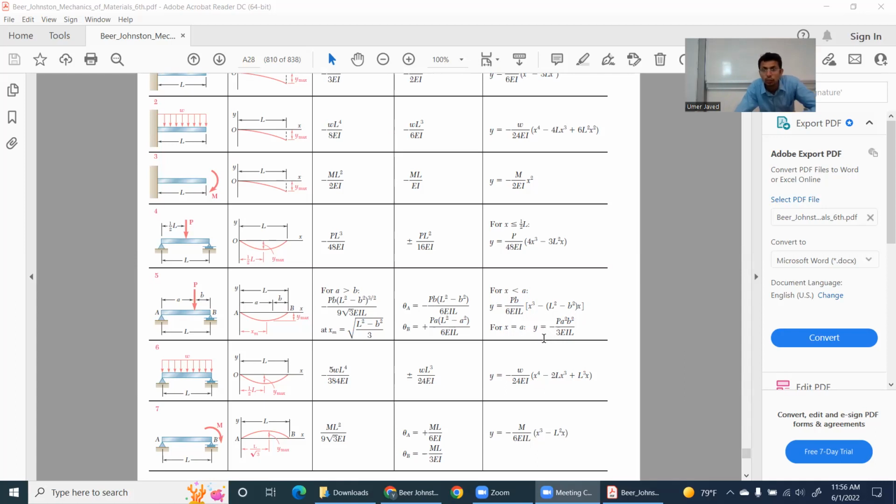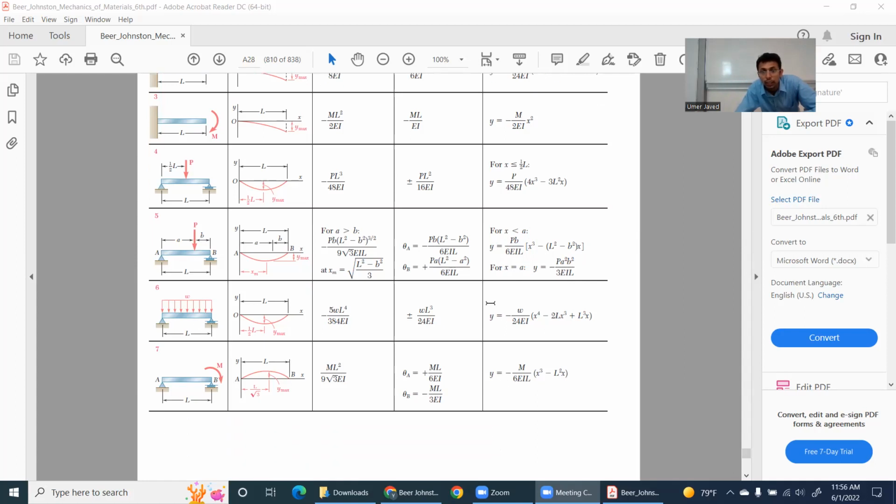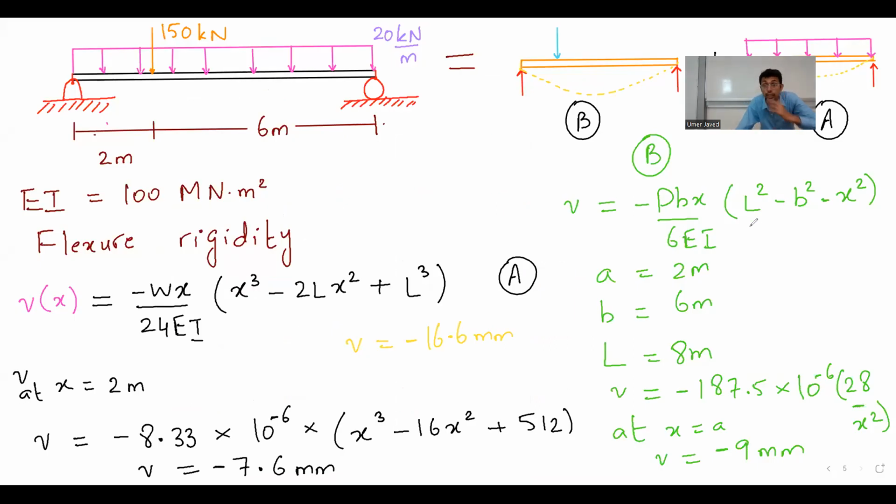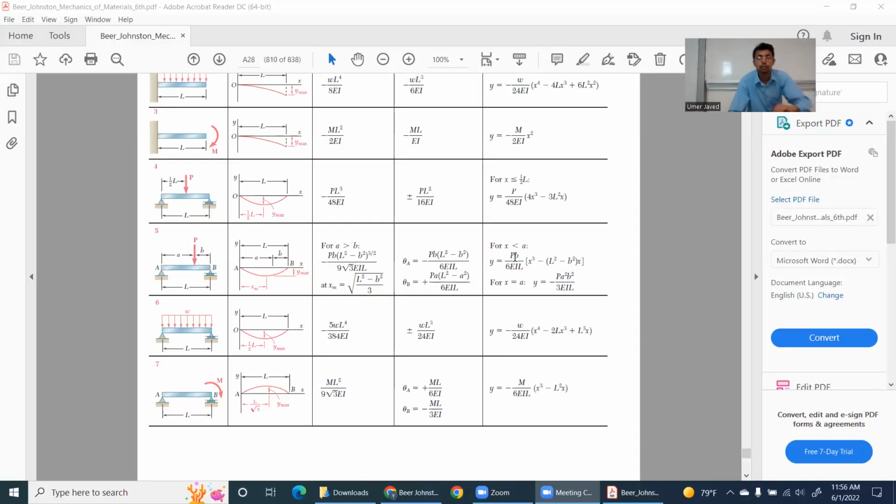So now what I can do is I can add this y, and then similarly I can use x equal to a in this equation and I can add them together. So now you realize that when I was directly using y equal to Pb over 6EIL x to the power 3 minus L square minus b square into x, how did I directly write this equation? Well, I was directly writing this equation by copying and pasting from here.